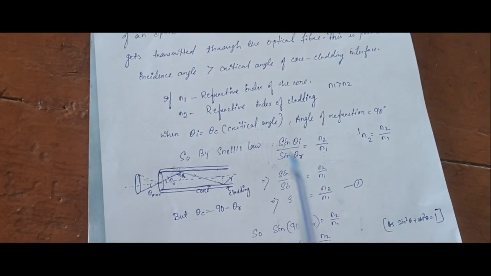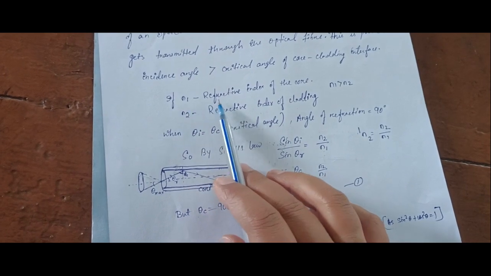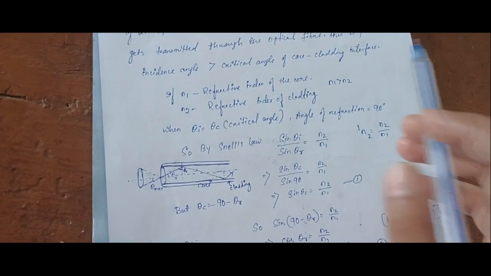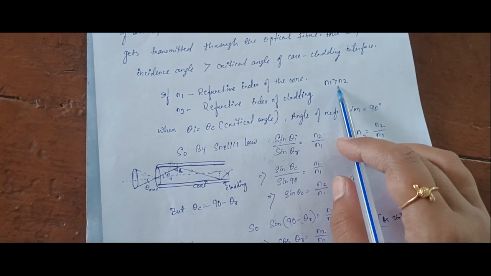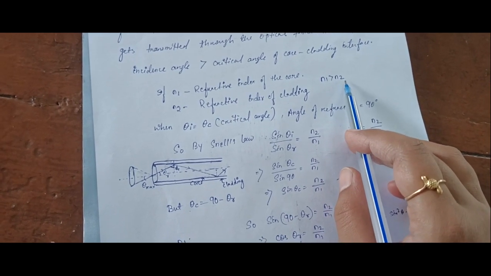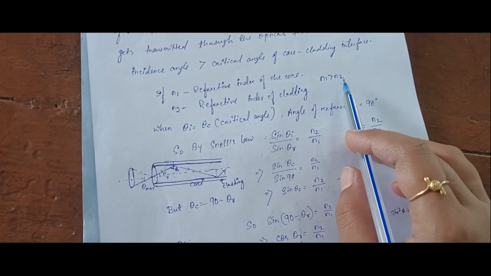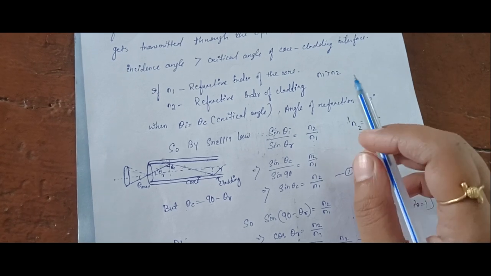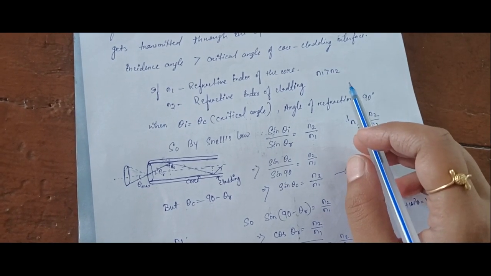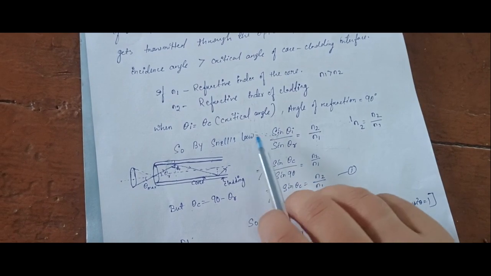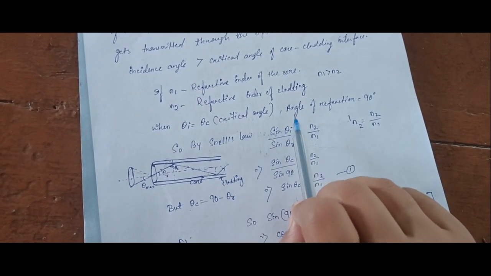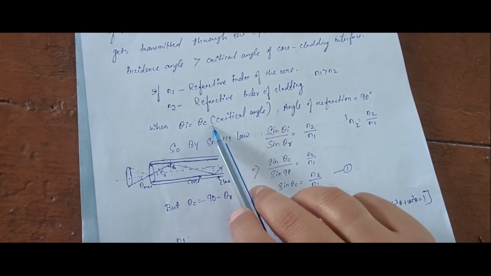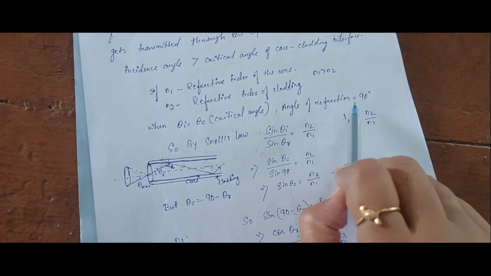Now for the derivation, suppose n1 is the refractive index of the core and n2 is the refractive index of the cladding, and generally the refractive index of the core is greater than the refractive index of the cladding. That is done because we have to carry out total internal reflection. That is the important condition. We all know that in total internal reflection, when the angle of incidence is equal to the critical angle, then the angle of refraction becomes 90 degrees.